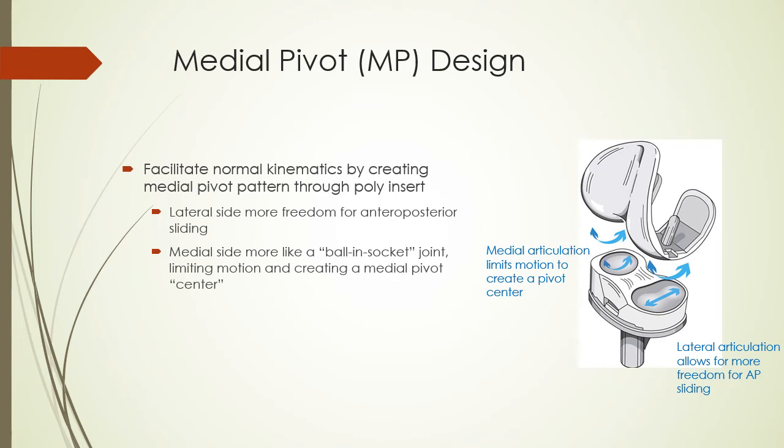Speaking of a medial pivot design, the concept is, through the poly insert design, to allow more freedom from the AP sliding standpoint on the lateral side of the poly. And on the medial side, it is more of a ball-in-socket kind of design, so it limits the AP movement. In that fashion, an artificial medial pivoting pattern can be created. That is supposed to recreate the medial pivoting pattern throughout the flexion range of motion.